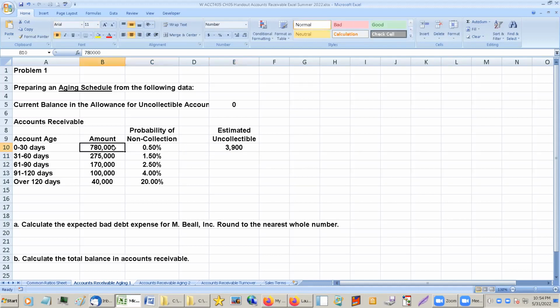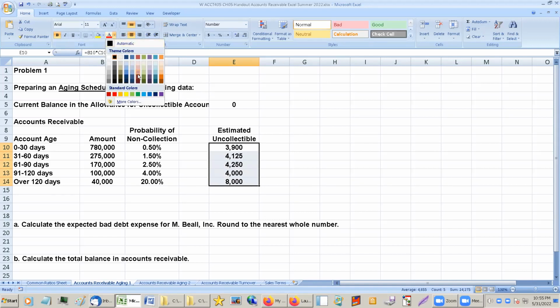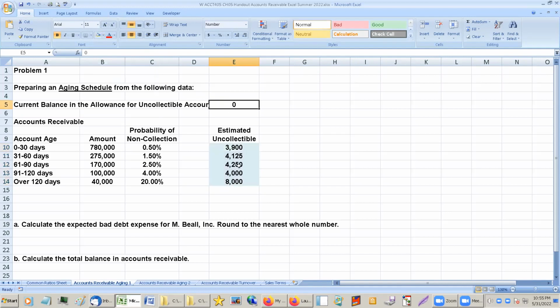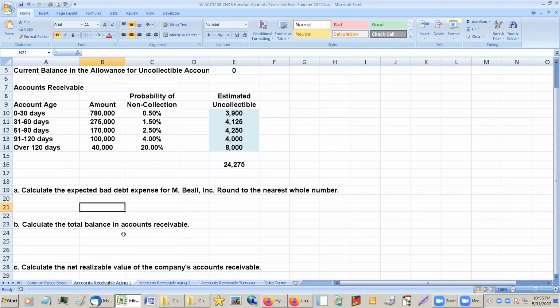So of that first one, 0.5%. Second one is 1.5%. So these are what we think we're not going to collect, and we can just sum those up. Okay, so bad debt expense.